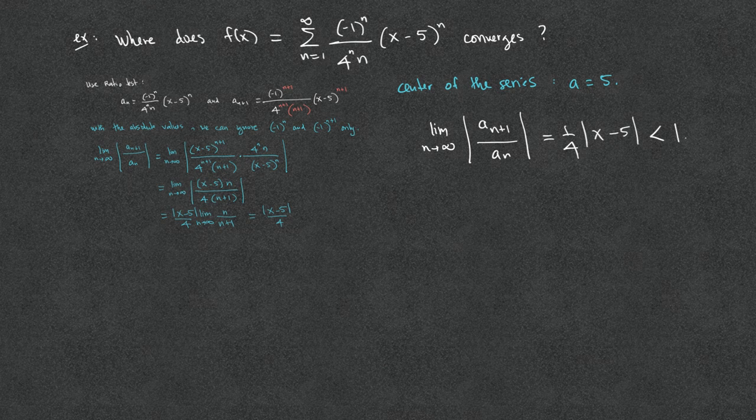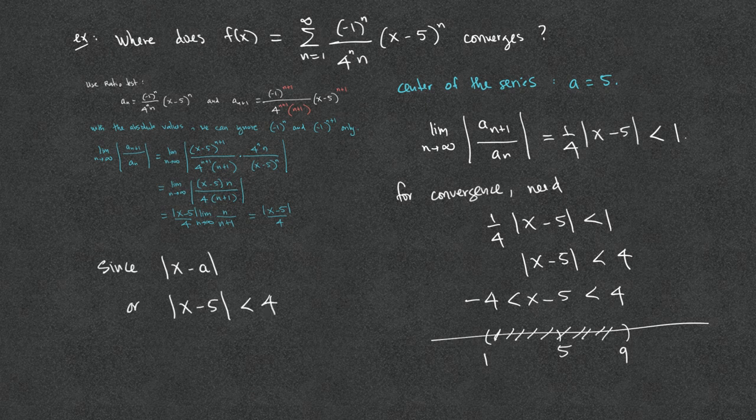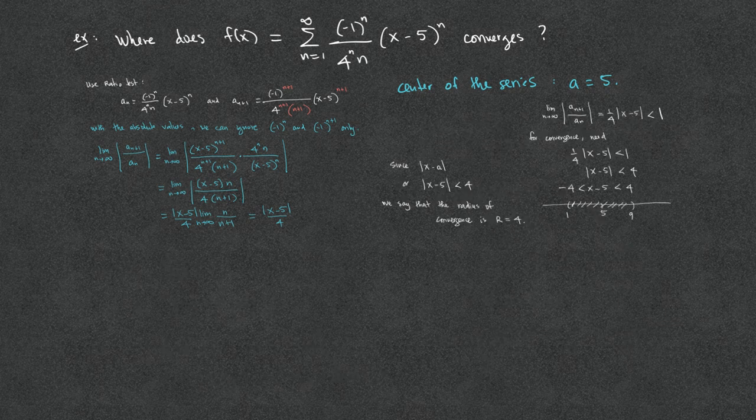But the ratio test says that this series converges only if the limit is less than 1. And so for the series to converge, we need 1 over 4 times the absolute value of x minus 5 to be less than 1. Solving for x, we see that x is between 1 and 9. The series converges for all of the x values in this interval. Since the absolute value of x minus 5 is less than 4, we say that the radius of convergence is R equals 4. We still need to check the endpoints.